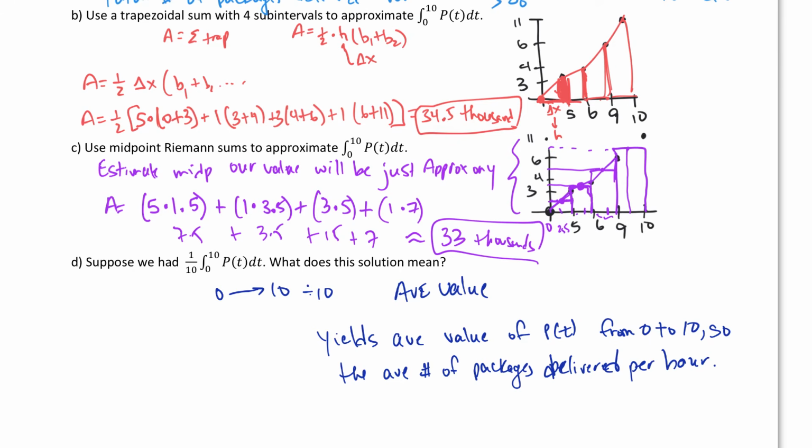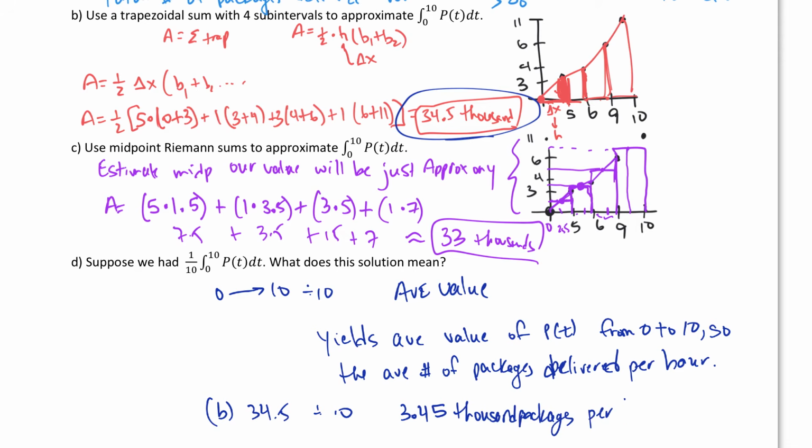Suppose we use the answer from part B, which was 34.5. If I use this one, then we can divide this by 10, giving 3.45 thousand packages delivered per hour. It would just give us that average.